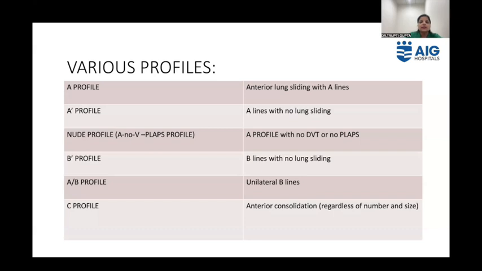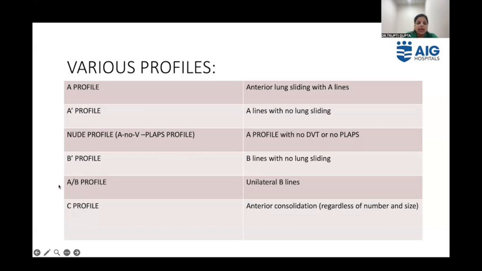So various profiles are described, like we know the A profile by now. The A prime profile is nothing but A lines with no lung sliding, and we know the B profile, but the B prime profile is nothing but B lines with no lung sliding. There's another profile described that is called the nude profile. Here there is an A profile with no DVT and no PLAPS point positive.